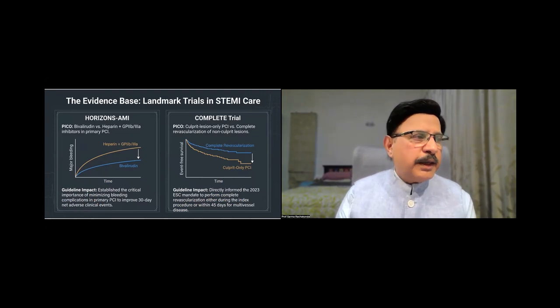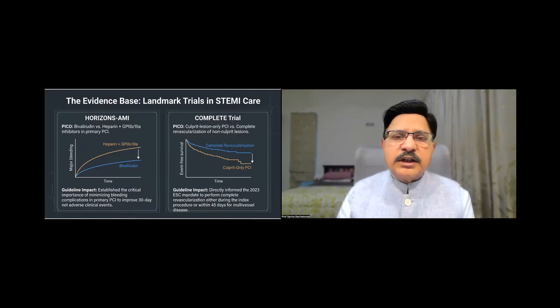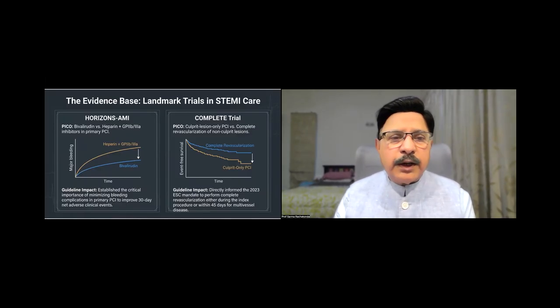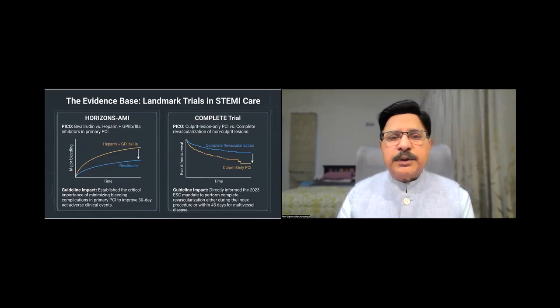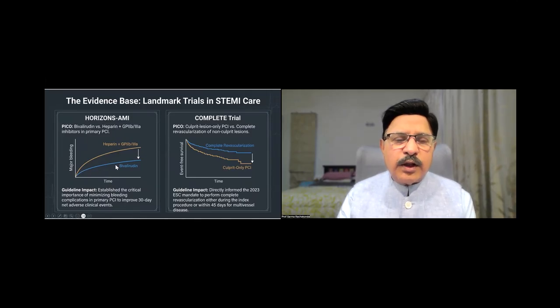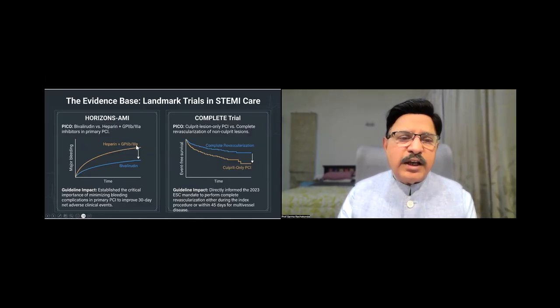Okay, evidence-based landmark trials in STEMI care. The HORIZONS-AMI trial and the COMPLETE trial. These are the two landmark trials completed a couple of years ago. Bivalirudin versus heparin plus GP2B3A inhibitors in primary PCI. Bivalirudin is the yellow line, blue line here, and the brown line is heparin plus GP2B3A inhibitors. Abciximab and eptifibatide are the GP2B3A inhibitors.